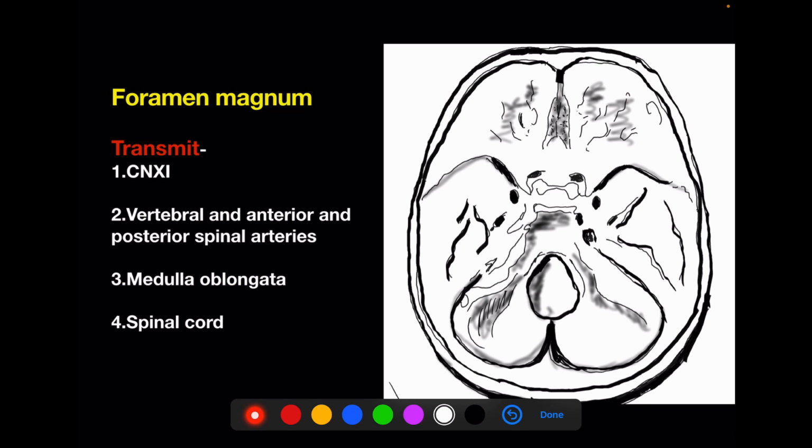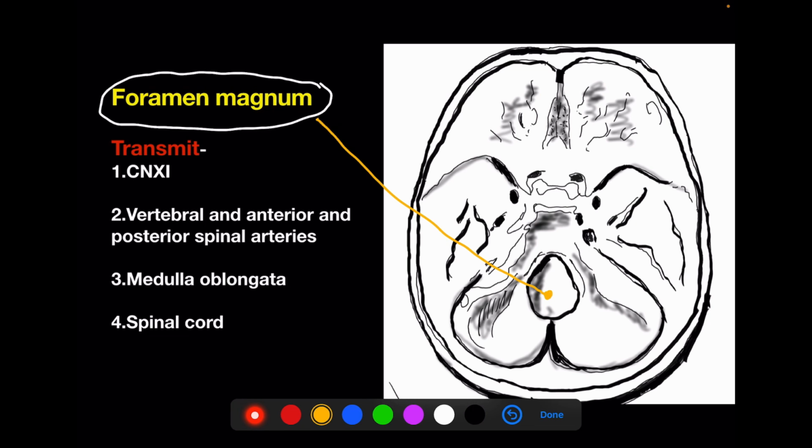Now coming to our main foramen, that is our foramen magnum, which is here, which transmits cranial nerve 11. First it transmits cranial nerve 11, second is vertebral and anterior and posterior spinal arteries, third one, very important, medulla oblongata, and the fourth one, which is spinal cord itself. So here in foramen magnum, I am ending my lecture of this presentation.